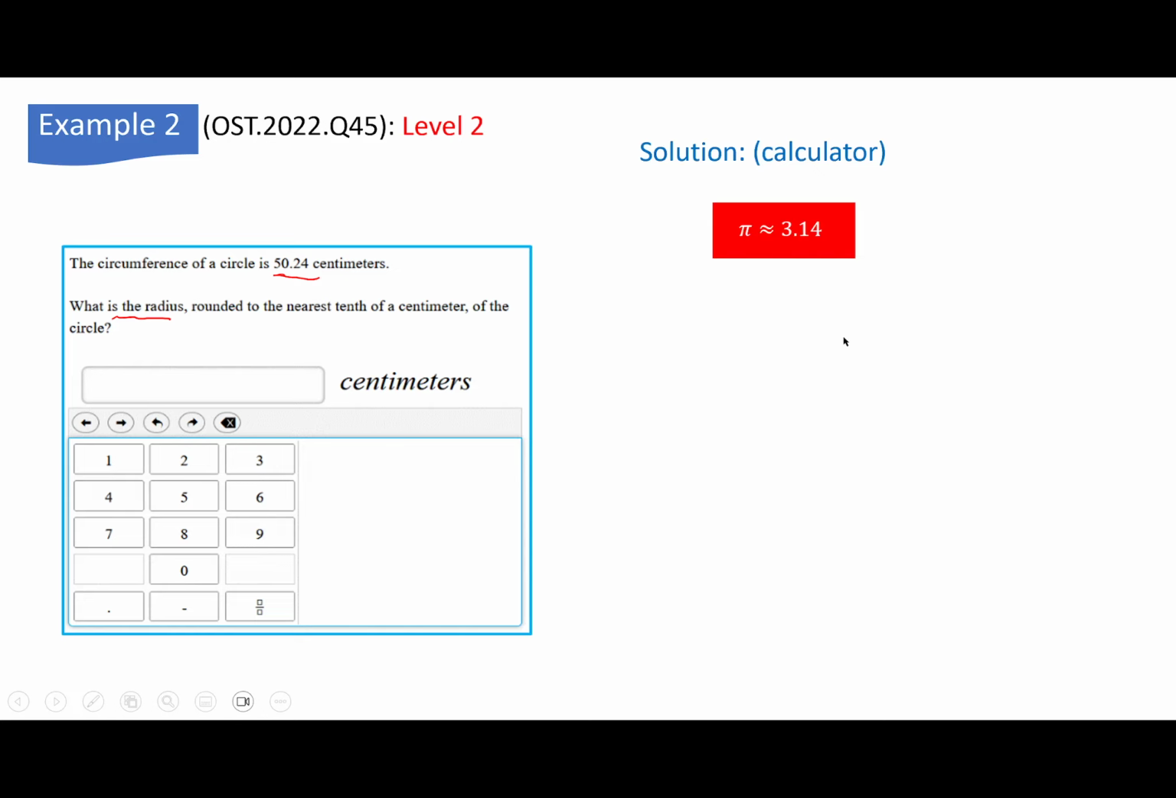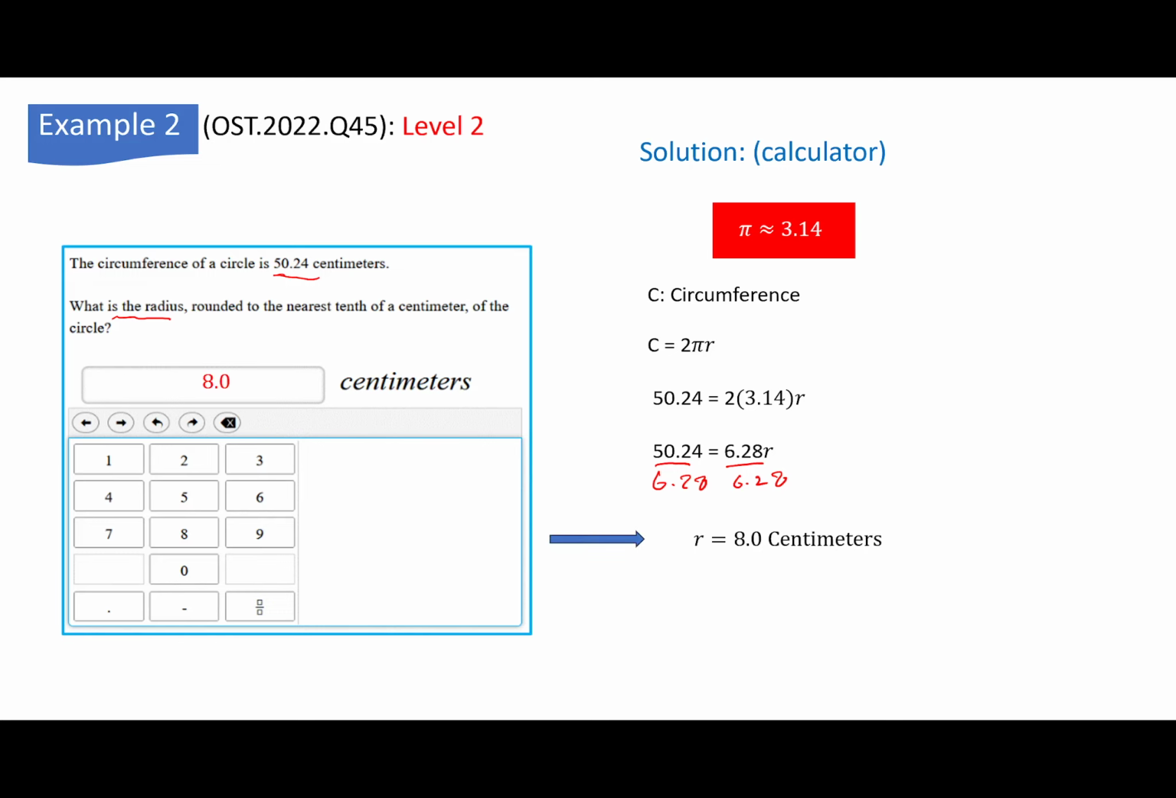Okay, so this is straightforward because I have now the circumference. I want the radius. So the formula for the circumference is 2 pi r. What do we know? We know the circumference, so I replace it with 50.24, and I know pi is 3.14. So I have this. Now I multiply 2 by 3.14. And now you need to solve this equation: you divide both sides by 6.28, and you find the answer to be 8 centimeters.